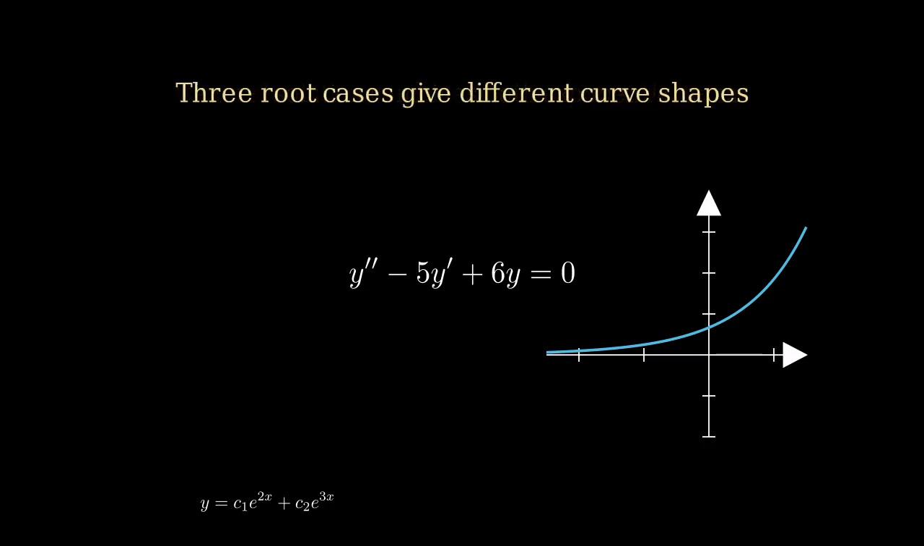It is worth knowing that there are three possible cases for these roots overall. Two different real roots, which we just saw, one repeated real root, or a pair of complex roots. Each case gives a differently shaped solution curve.